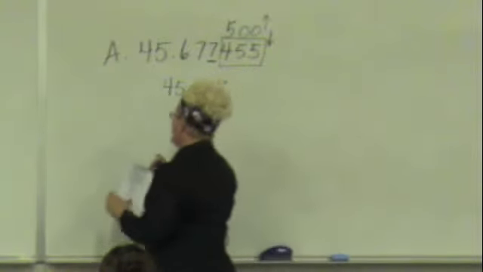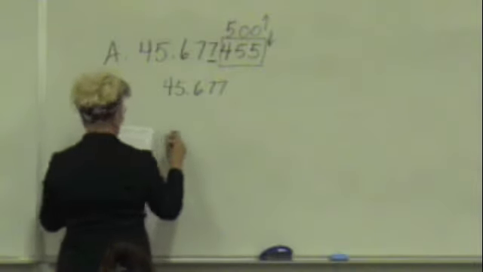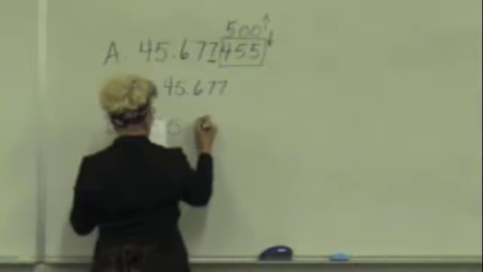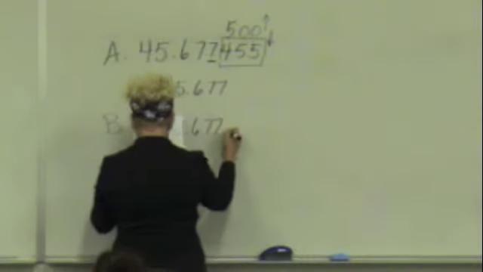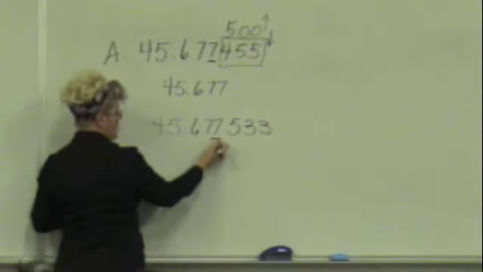Okay? So let's look at B. And I'll give you more of these if you need them. 45.677533. Same thing, we're going to thousands.